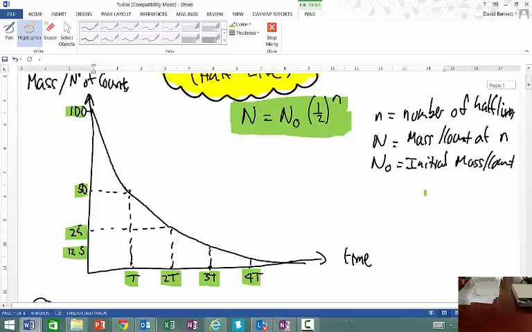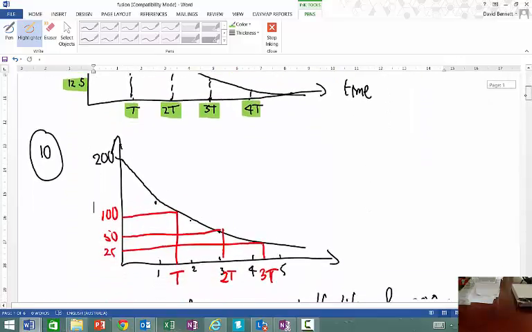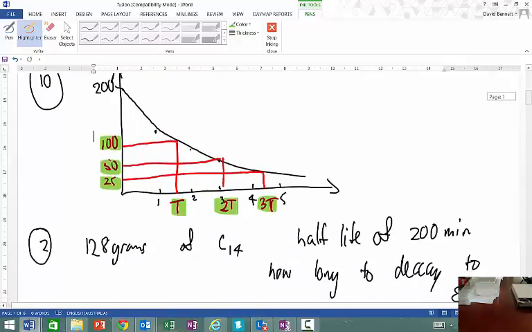Now obviously they don't normally come in nice round values like that, of course. So if we had started with 200 grams of something, or 200 counts, then 100 would be one half-life, then 50 would be two half-lives, 25 would be three half-lives, and so on. Get the concept? So it's just very important.